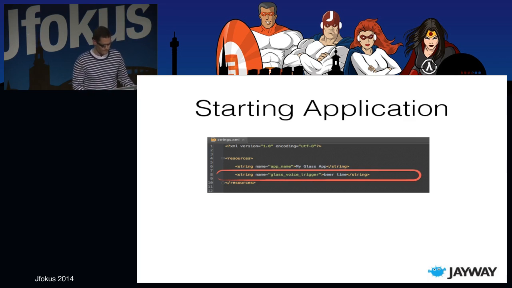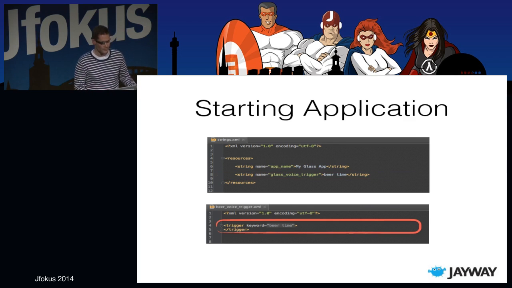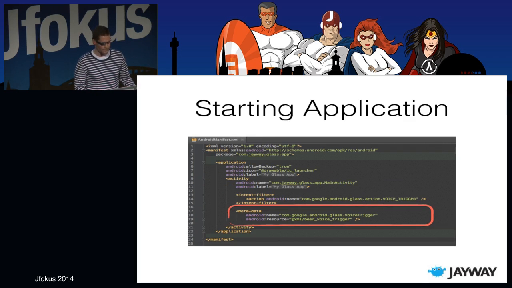A new string, the name is glass voice trigger, and the value is beer time. That's the voice command. Then we create the trigger pointing at the string. And then we change the manifest and the intent filter's action to be voice trigger. And we add some metadata with the name voice trigger and the resource pointing at the voice trigger. And we're done. That's all you have to do to hook up your application to the voice menu.